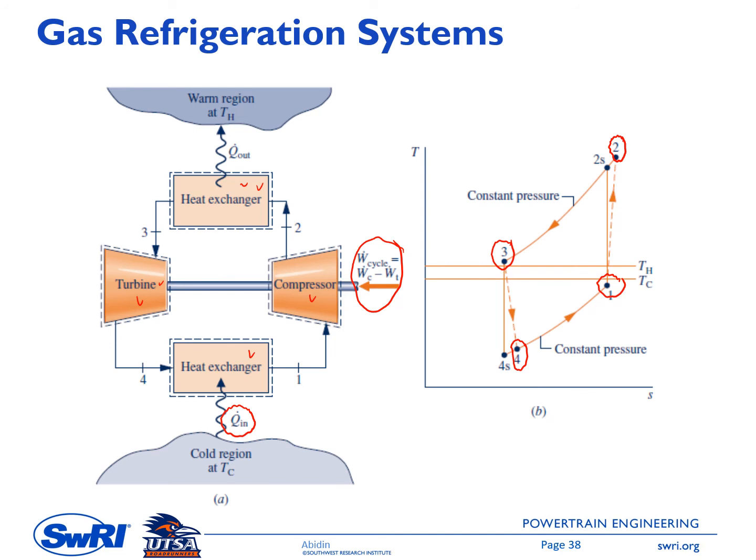And then inside the evaporator or heat exchanger, state 4 is brought back to state number 1. And you can see in here there are two horizontal lines representing TC, the cold region temperature, and TH, the warm region temperature.